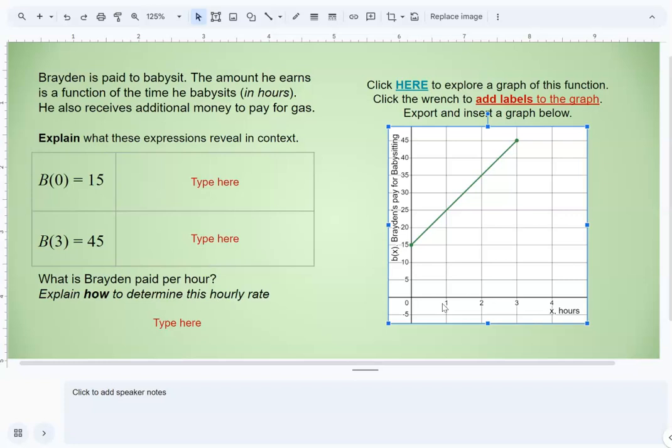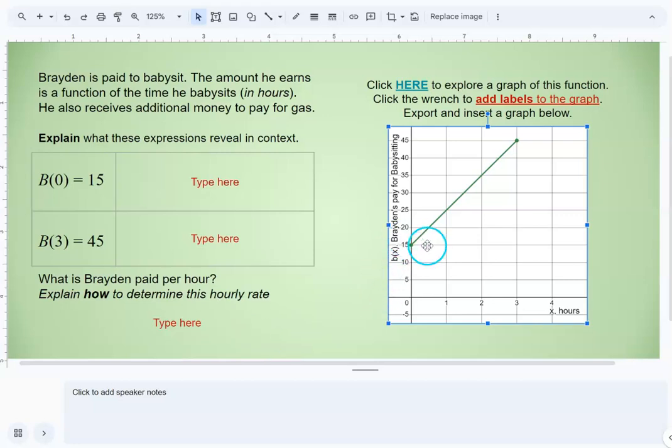So there's the graph. Now I can answer some questions. What was 0, 15, or 0 hours? He earned $15. Well, that would be that amount he got up front probably for his gas money. And then for 3, he got 45. Well, what does that mean? Well, I guess in 3 hours he earned $45, and that included that gas money.